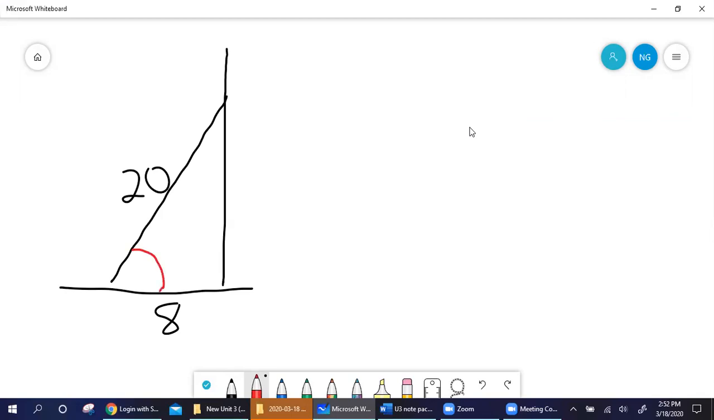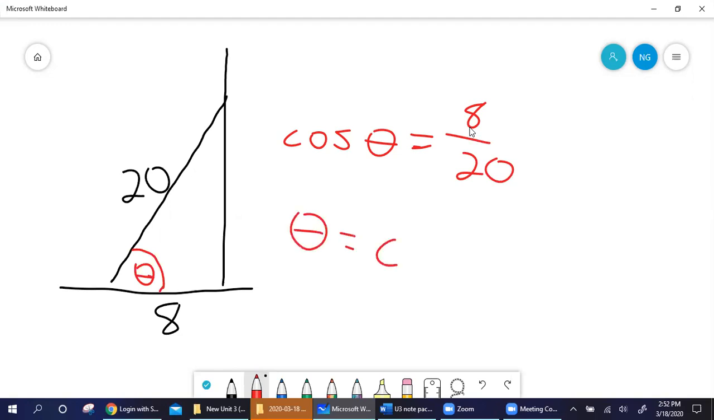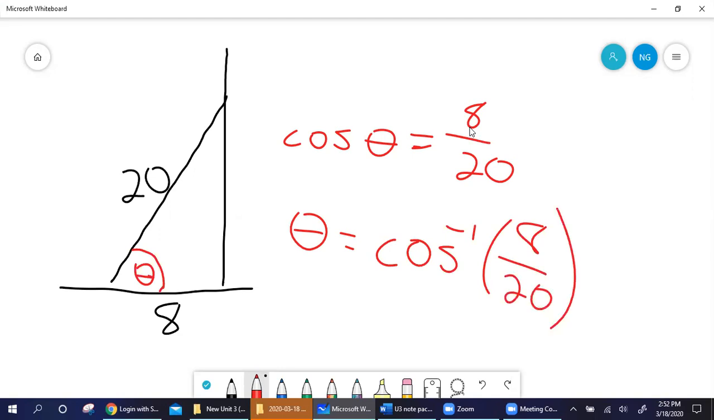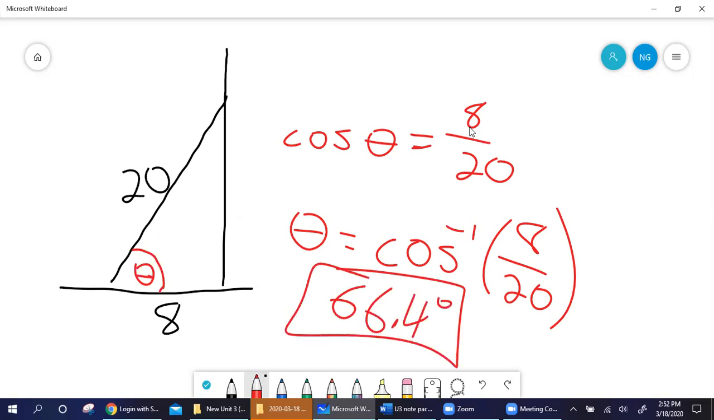So angle of elevation, again, would be this. And again, I'll call it theta. Doesn't matter what I call it, though. So this is going to be an inverse trig problem, but I still have to think SOHCAHTOA. This one is going to be a cosine. So cosine theta is adjacent over hypotenuse. And then do inverse trig. Inverse cosine of 8 over 20. That is an 8, even though it doesn't look like it. And that'll give me about 66.4 degrees for my angle of elevation.